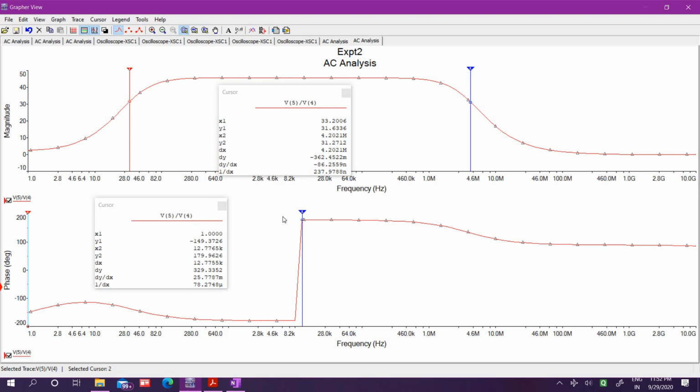So we can directly observe the phase shift from the input to the output of 180 degree. So this is how we can observe the frequency response and find out the mid frequency gain. So now we can change the value of the source bypass capacitor. I can close this.